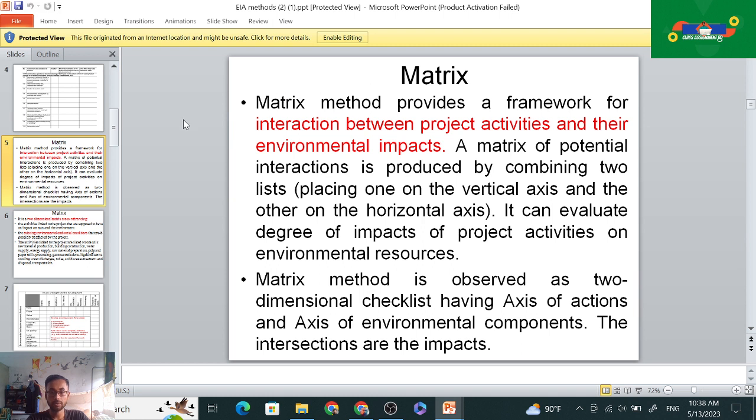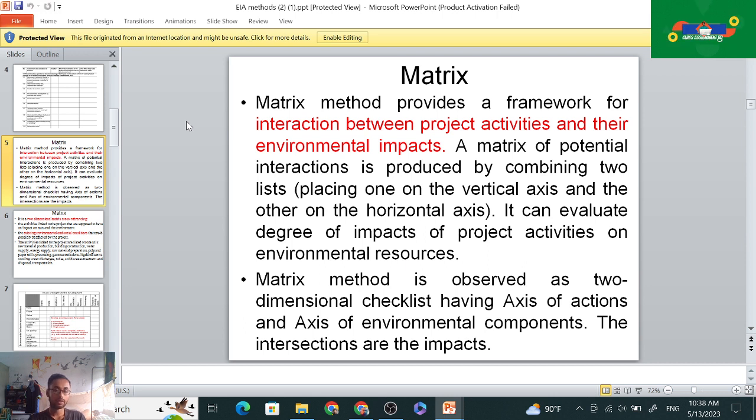The matrix method provides a framework for interaction between the project activities and their environmental impacts. A matrix of potential interactions is produced by combining two lists, placing one on the vertical axis and the other on the horizontal axis, and it can evaluate the degree of the impacts of project activities on environmental resources.